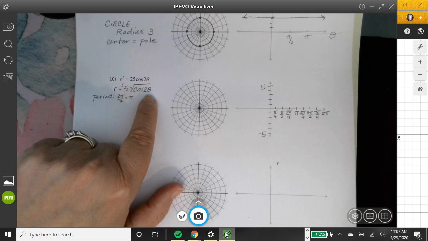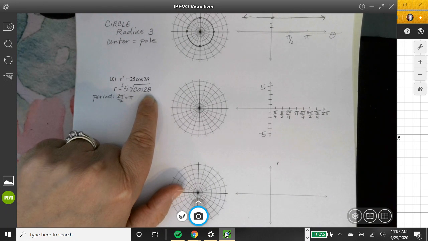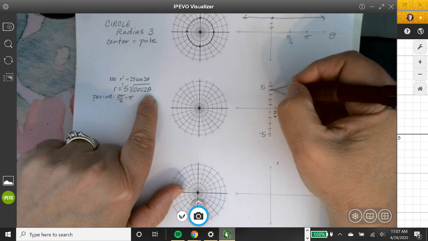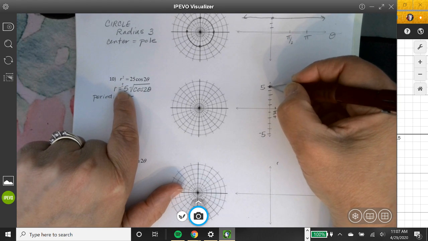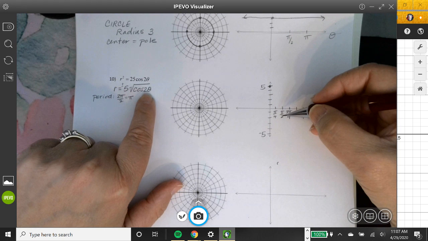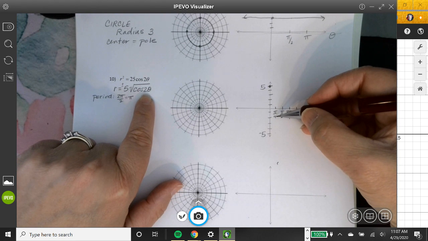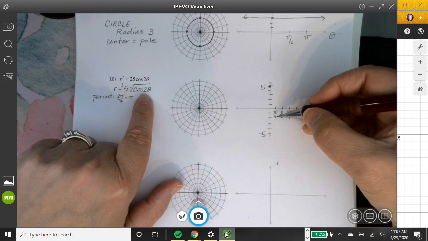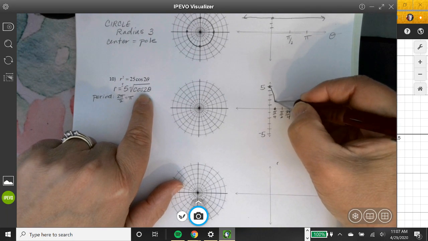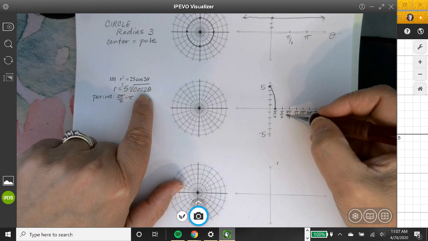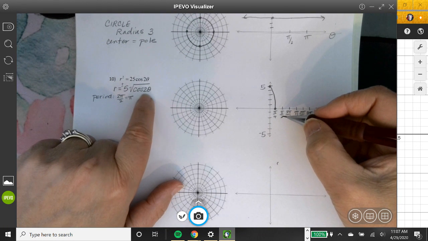So what happens when theta is 0? Well, when theta is 0, cosine is 1. So 5 times 1 is 5. So I'm going to start up here. And then I know that the cosine, when I plug in pi over 4, 2 times pi over 4 is pi over 2. The cosine of pi over 2 is 0. So I know I'm here. So I know I'm going down. And then what happens? Well, then I start getting some negative numbers under here.